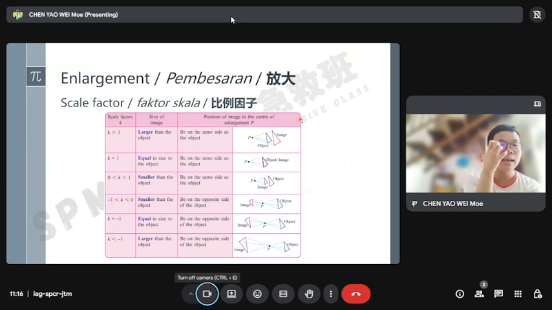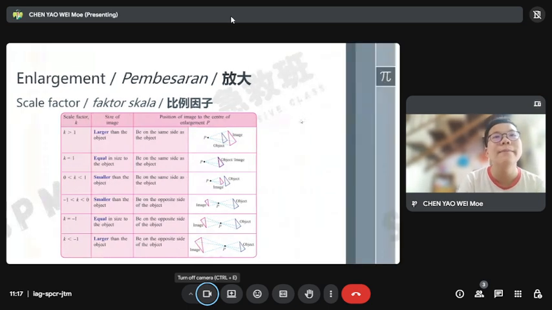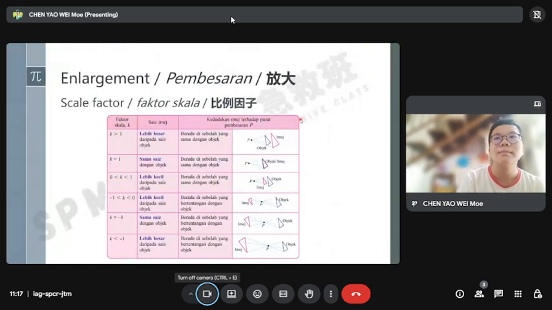If k is between -1 and 0, the image will be smaller but on the opposite side. If k is smaller than 1 but larger than 0, then the image will be smaller. Yes, that is for our Malay version too, hope you can understand.